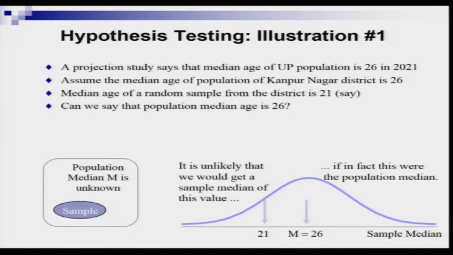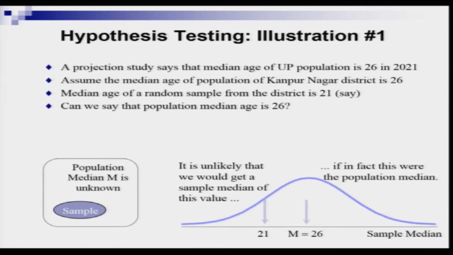So, let us start with illustration number 1, where I am going to give you an example for the definition 1 that I shared with you. Suppose there is a demographic projection study which says that the median age of the UP population is somewhere around 26 in 2021. Now, you assume that the median age of the population of Kanpur Nagar district is 26. You make an assumption based on what demographers are saying, but you need to test that.